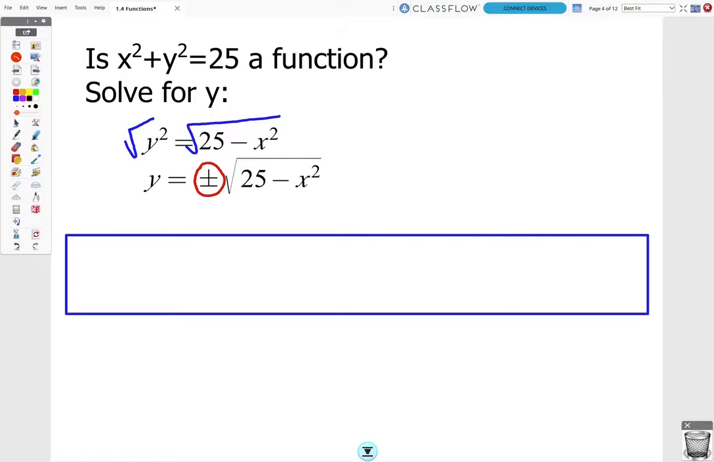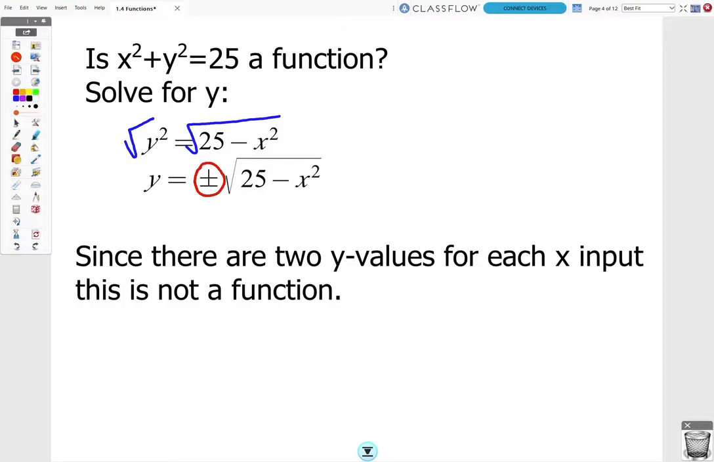Is this a function? Well, that plus or minus is trying to tell you something. It's telling you that no matter what x value I put into this, or most of them, there's only one exception, whatever x value I can put into this equation that provides me with an answer, I'm going to get two y values in return. So each input value is going to give me two y values along with it. So this is not a function.